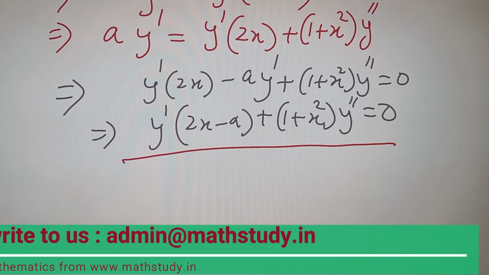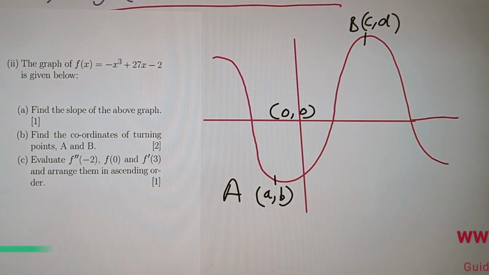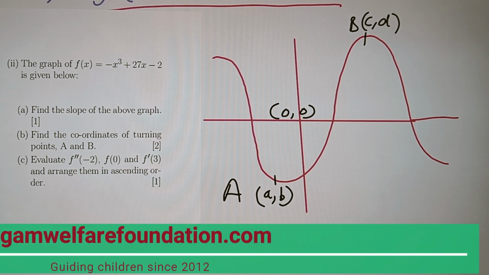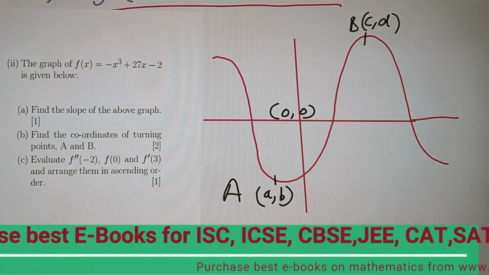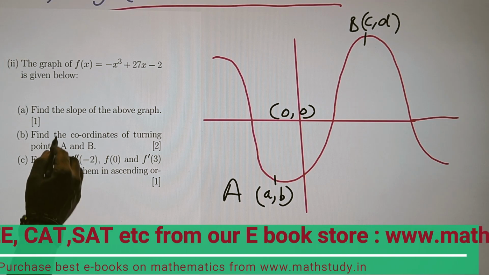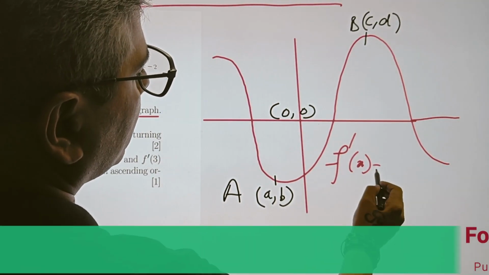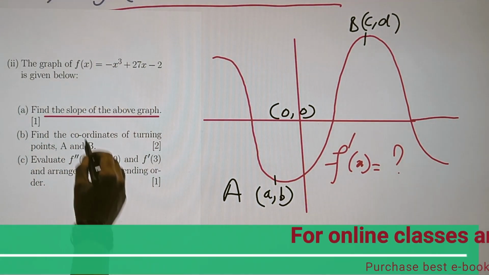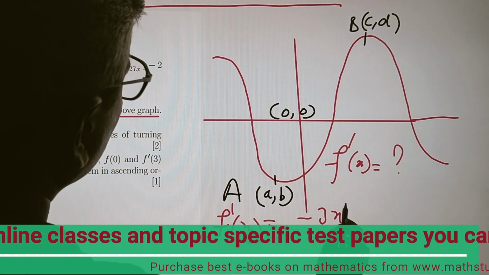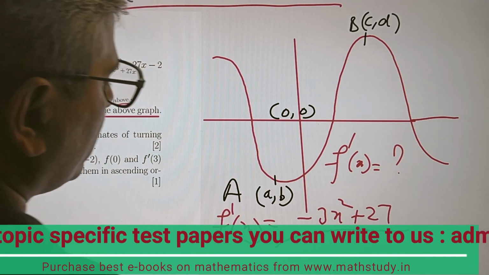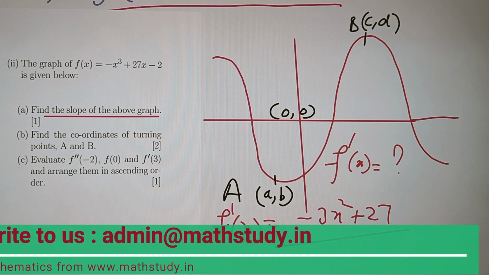And now let's move towards the second part of question number 9. So students, this is the second part of question number 9. Here we have one graph, and the graph of f(x) is this one. The first part is to find the slope of the above graph. So this is a very easy question. Basically, finding the slope of the above graph means if we find f dash x, then we will get the slope. So simply if we differentiate this f(x), we get f dash x equals minus 3x² plus 27. So this is our slope for the first part, and we were able to get our answer.